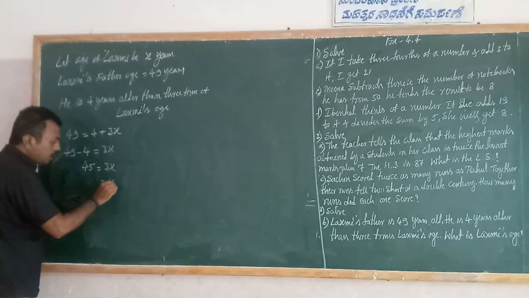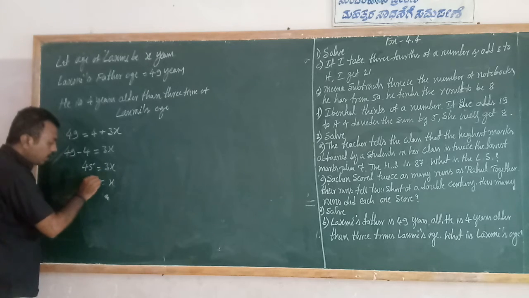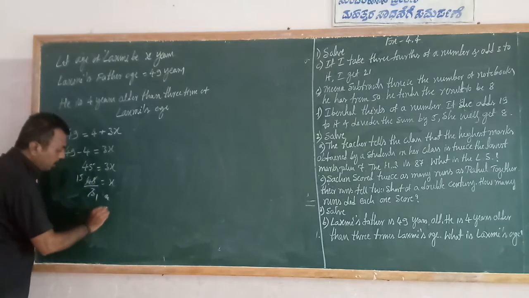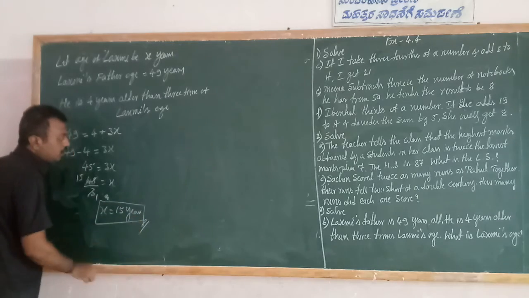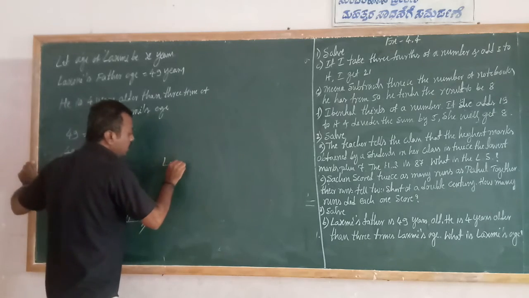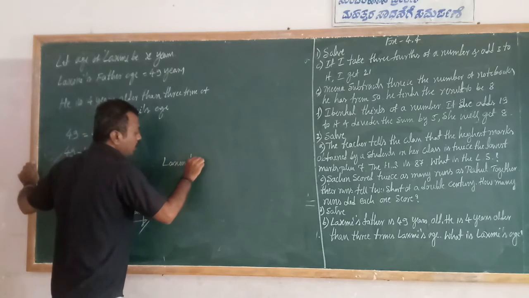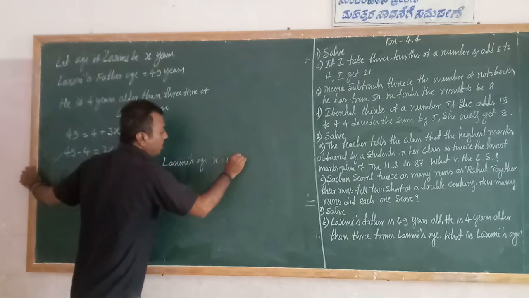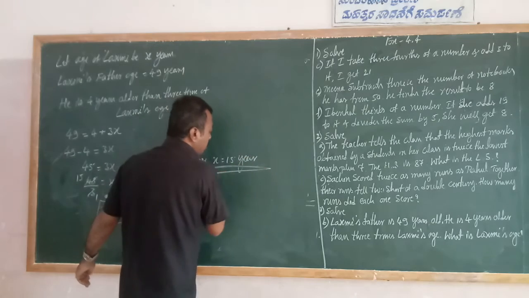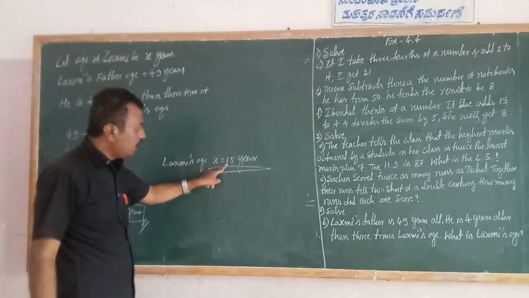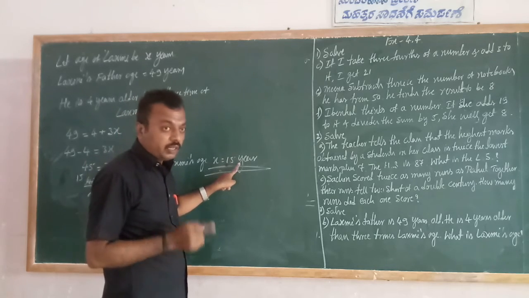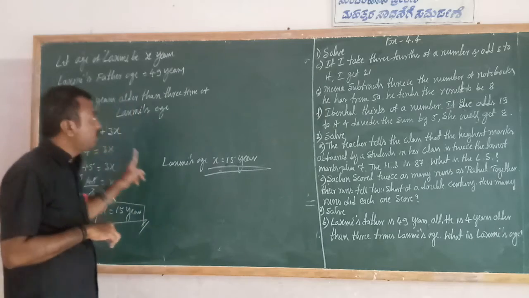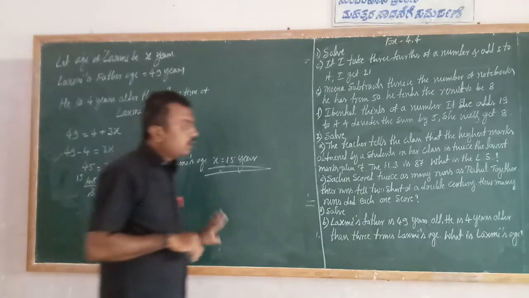I want x. x keep here only. 3 has to go across, it becomes divided. 45 divided by 3. 3 ones are 3, 3 fives are 15. So x is equal to 15 years. Which age is this? This is Lakshmi's age. Therefore, Lakshmi's age, x, is 15. Yes. Understood? So Lakshmi's age 15, 3 times is 45, and adding 4 years gives 49. That is Lakshmi's father's age. Is it right, 49? Yes. So like this we have to solve it.